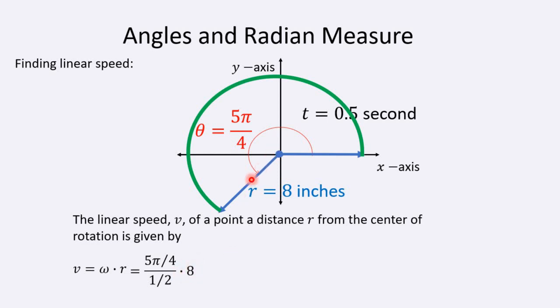So if there's a radius of 8, the linear speed along that arc, now that you have a radius, you just have to multiply that angular speed of 5 pi over 2 by the radius, and we get 20 pi. So the object that's moving along this green arc is moving at a speed of 20 pi inches per second. 20 pi is roughly 62.832 inches per second. That's how fast the thing is moving along that green arc.